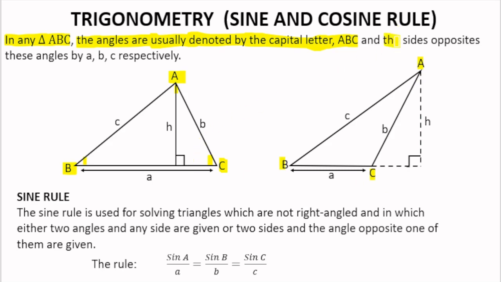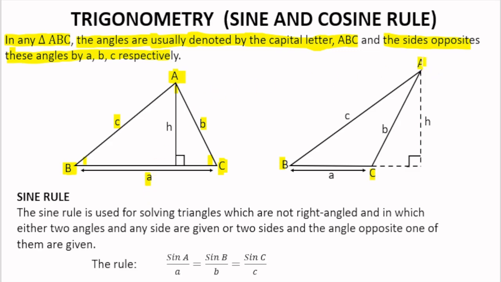And the sides which are opposite these angles are denoted by small letters a, b, and c respectively. So the sides which are opposite this angle. So if this is the angle A, opposite angle A will have small letter a, which is the side. Now if this is angle C, opposite angle C will have the side small letter c. And if this is angle B, opposite angle B will have the small letter b, which is the side. So what this is saying, opposite any angle we get the side for that angle.